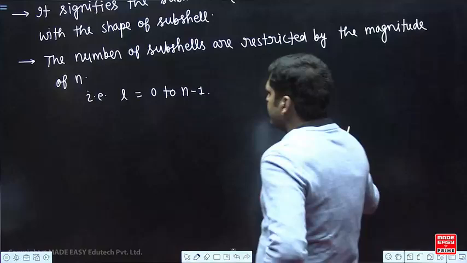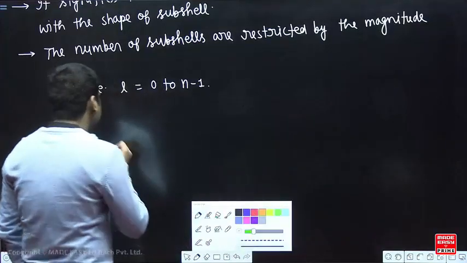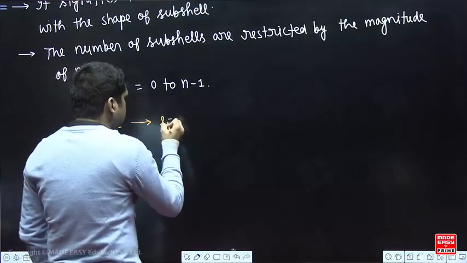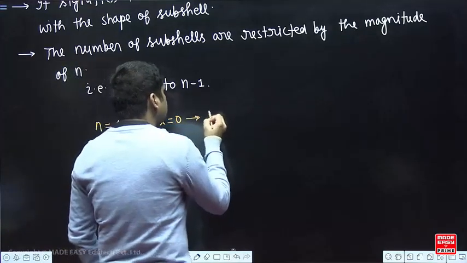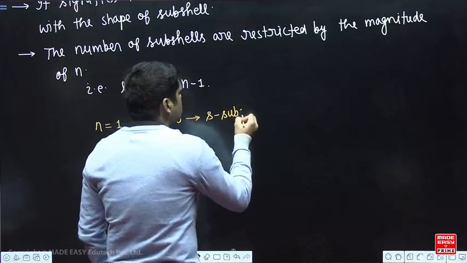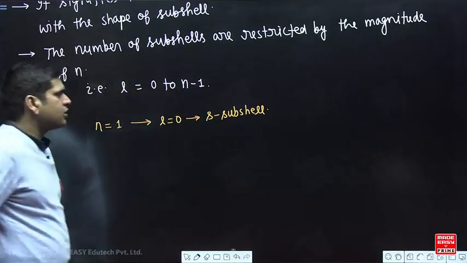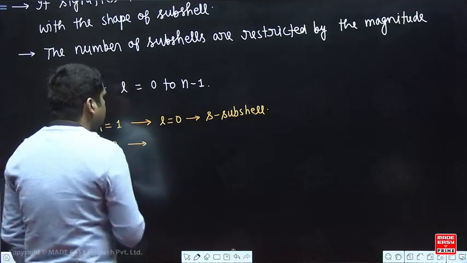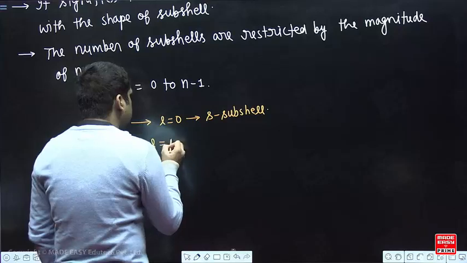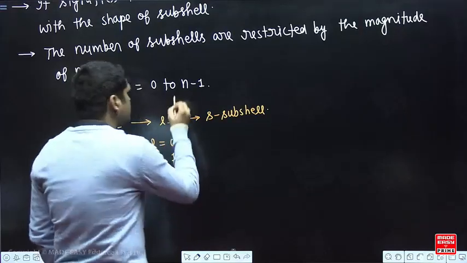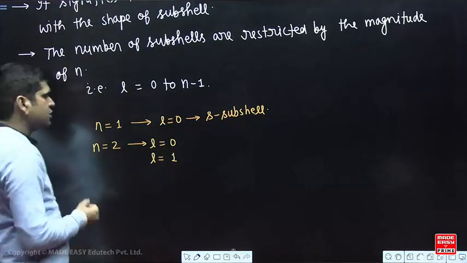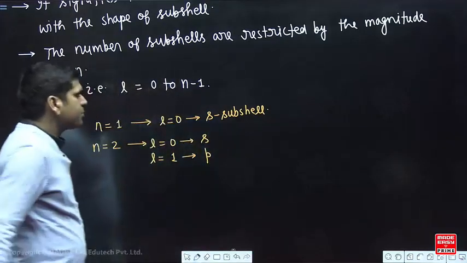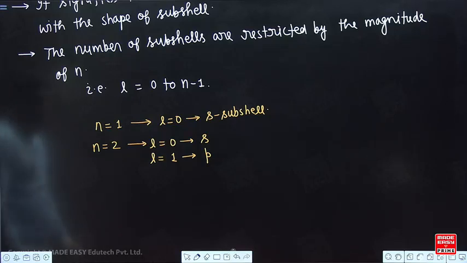What does it signify? Let us suppose n is equal to 1. So for n is equal to 1, L is equal to 0, and L is equal to 0 represents S subcell. So in the first orbit you will have only one subcell, that is S. But suppose n is equal to 2, then L will have two values, L is equal to 0 and L is equal to 1, because 0 to n minus 1, so 2 minus 1. 0 is representing S and 1 is representing P. So L is equal to 1 represents P subcell.